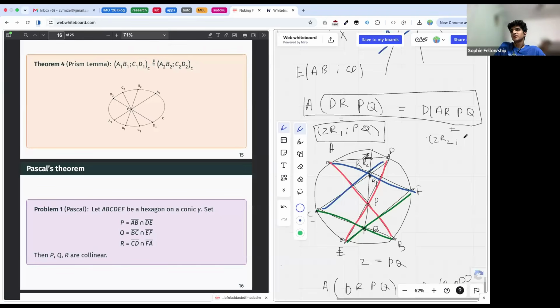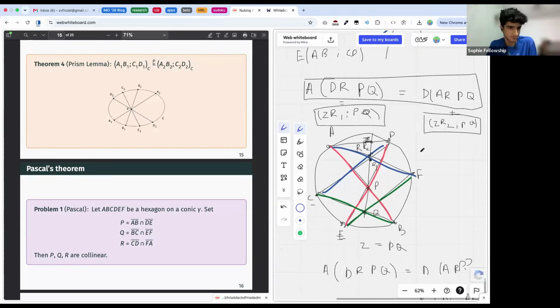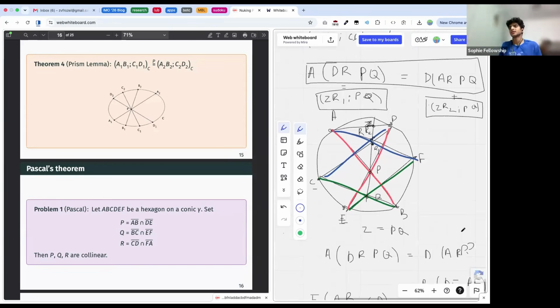So now proving that P, Q, R are collinear is the same as proving that R1 is equal to R2. And if (Z, R1; P, Q) is equal to (Z, R2; P, Q), then R1 must be equal to R2 by the fact that cross ratios are a bijection. So we just want to prove that A(D, R, P, Q) is equal to D(A, R, P, Q). Now, how do we deal with that condition? Is the next question. I will also give this conic a name, like gamma, if that helps.